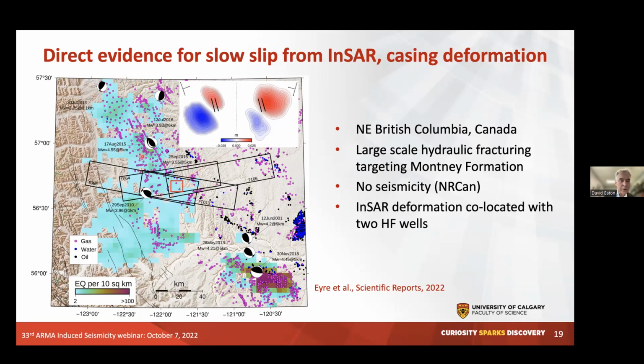And the pink dots that you're looking at are producing gas wells. These are all producing gas wells from all formations. Some of them, especially in this area south of Fort St. John, and this area in the northern part of the Montney play, represent pad drilling for the Montney. So this is horizontal wells and multi-stage hydraulic fracturing. But they're also conventional gas producing wells.